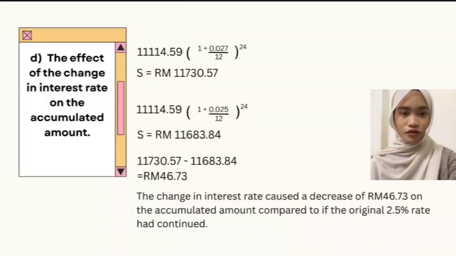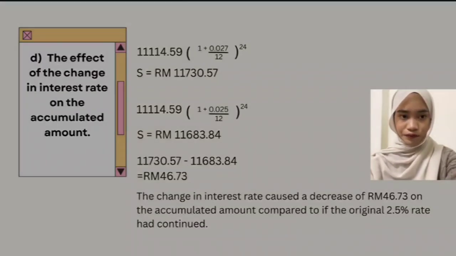The change in interest rate caused an increase of 46 ringgit and 73 cents on the accumulated amount compared to if the original 2.5% rate had continued.